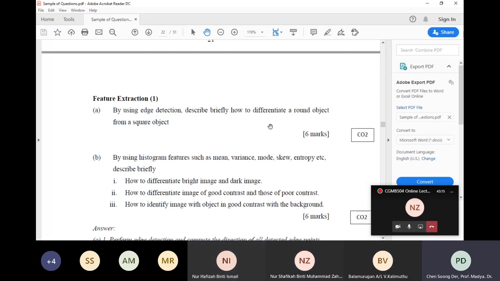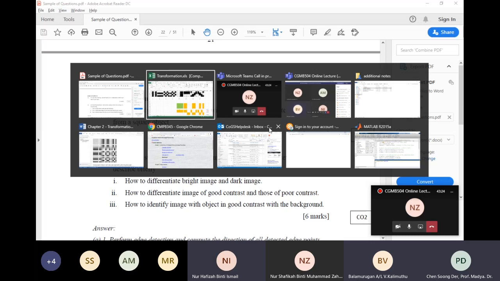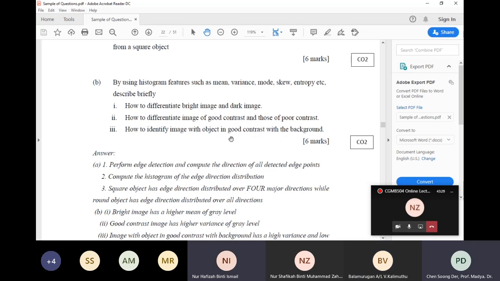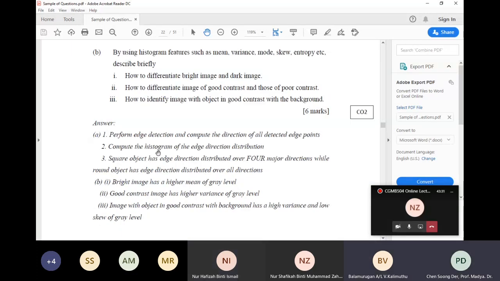So what we do is we calculate the statistics, the distribution of each direction. For a square object, you will see it has 4 major directions: 0, 90, 180 and 270. But for a round object, it is distributed over all directions, it has all of them. For a triangle, how many directions are there?